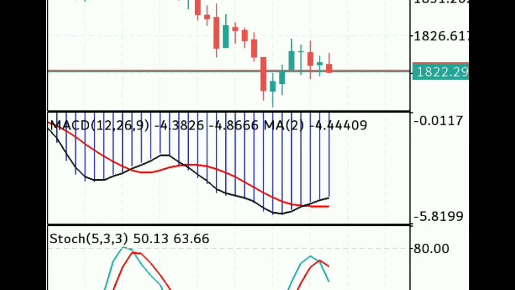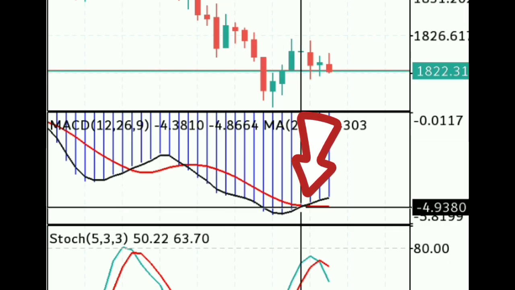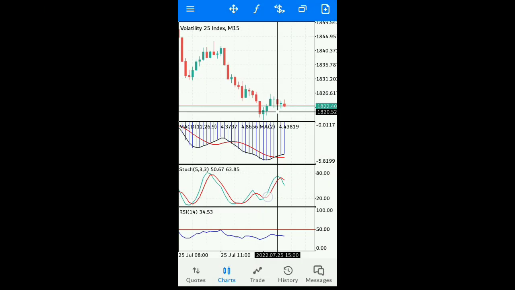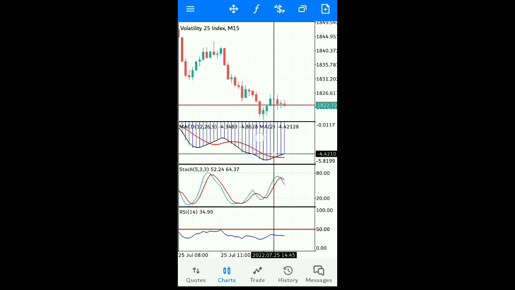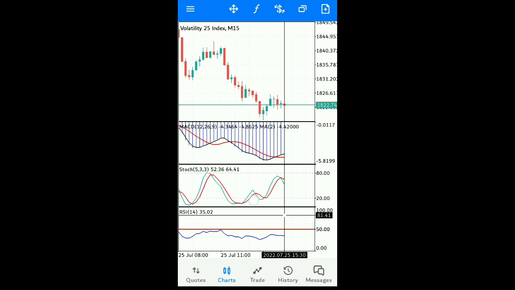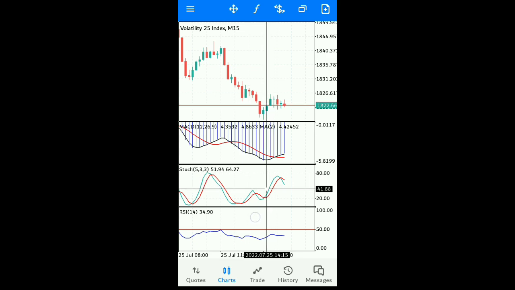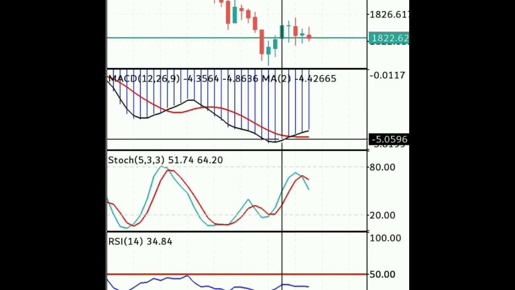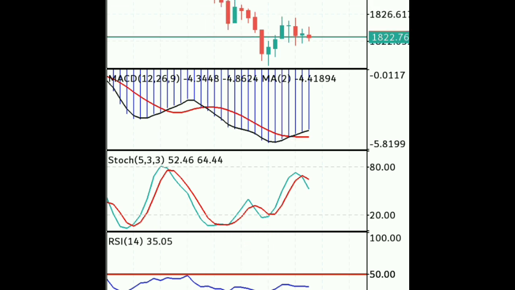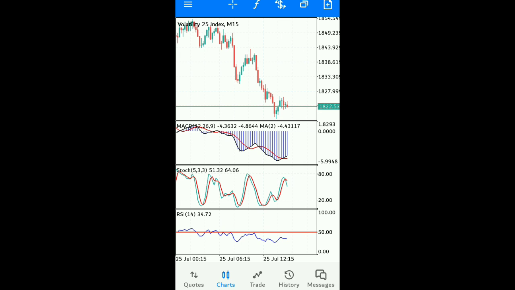So once you see a crossover of the MACD, like what happened right here, the next thing that you are looking at is the stochastic. When the crossover happened on the MACD, you want to see if the stochastic was coming from an oversold situation. So in this case, we can see that the stochastic was coming from under 20, and then the MACD crosses over.